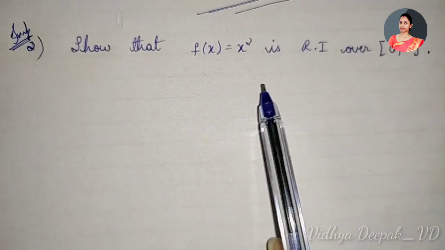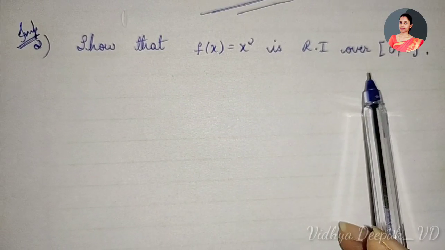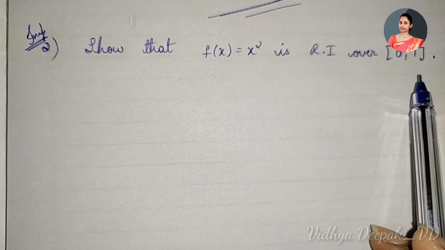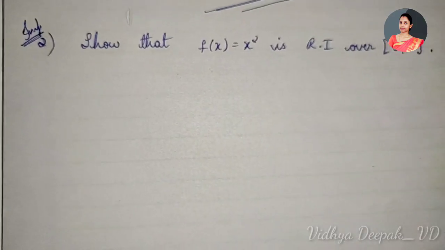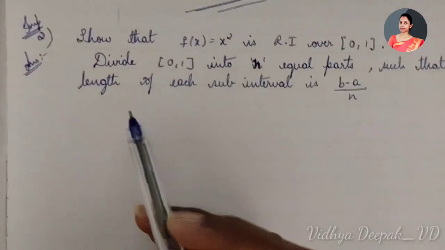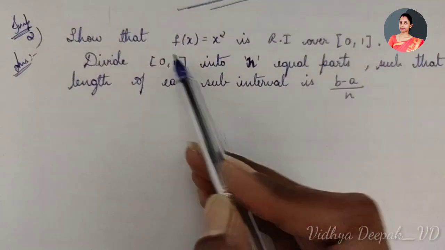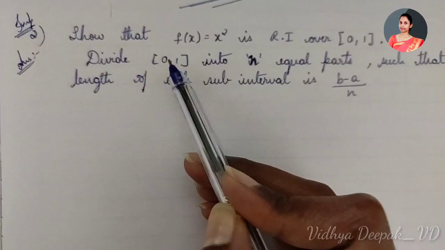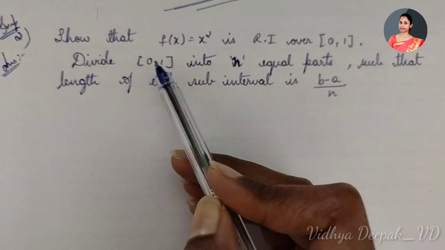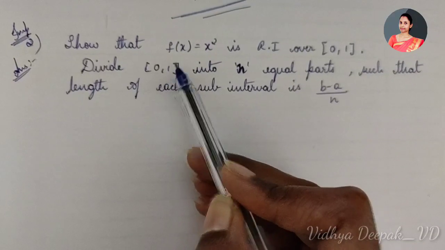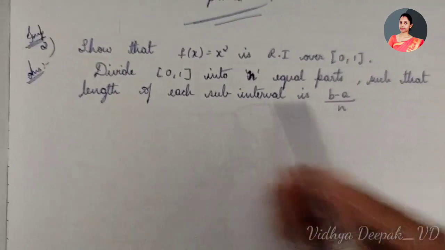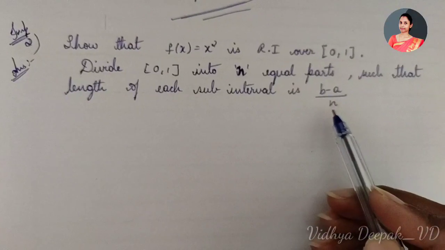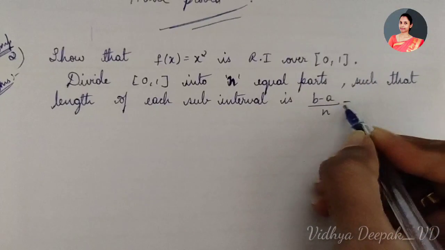Show that f of x is equal to x square is Riemann integrable over the closed interval 0, 1. Okay, this is an important problem. Now we are dividing this 0, 1 interval into n equal parts. So for n equal parts, we are taking the length of the subintervals as b minus a by n.